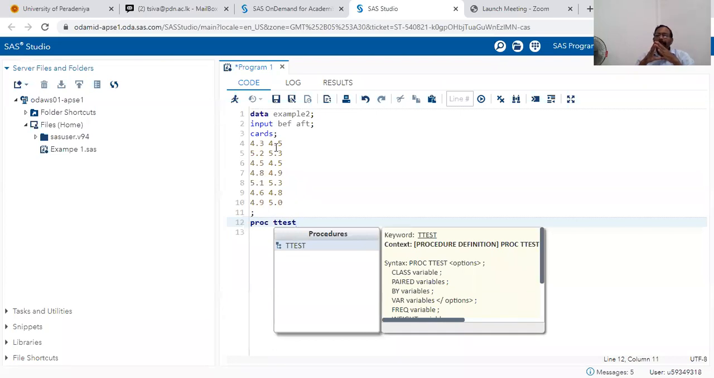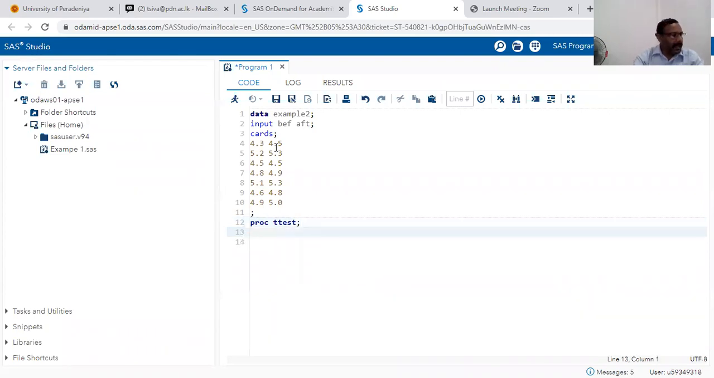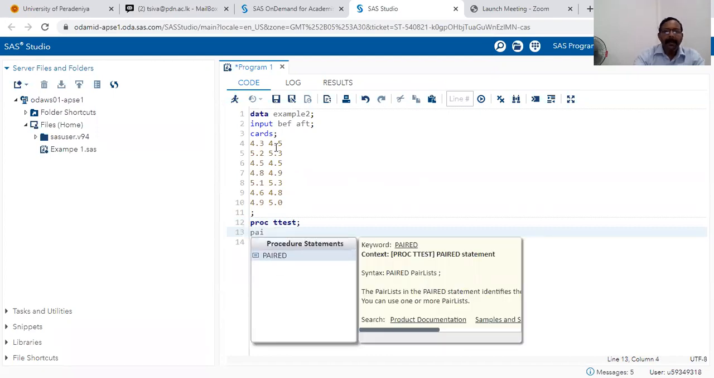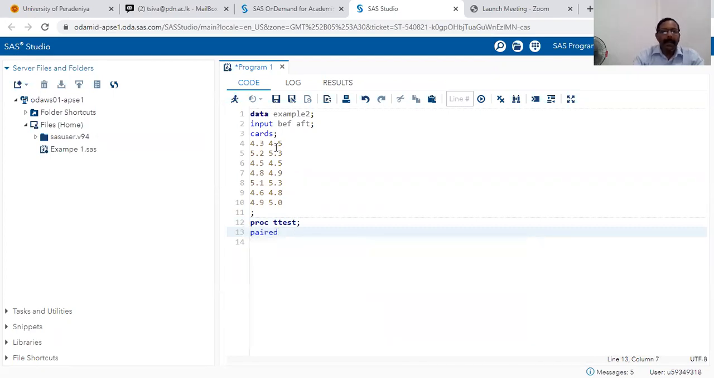So what did we do? We made it into an independent sample, right? We took the difference. Can you remember the difference? So we can do it in that way. Otherwise, we can do the paired t-test, paired, before and after, run.